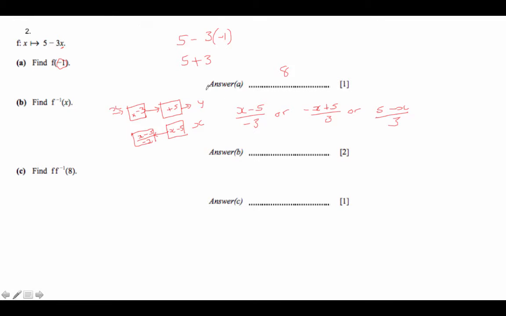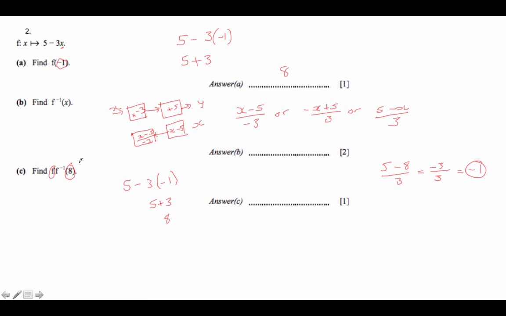Okay. What about f to the minus 1 of 8? Well, you could do it long-winded. If we did it the full way around, we'd put the 8 into the inverse function over here. So it'd be 5 minus 8 divided by 3, which would be minus 3 divided by 3, which would be minus 1. And then if I put the minus 1 into the original function of f, it's going to be 5 minus 3 lots of minus 1, which is the same as 5 plus 3, which is the same as 8.